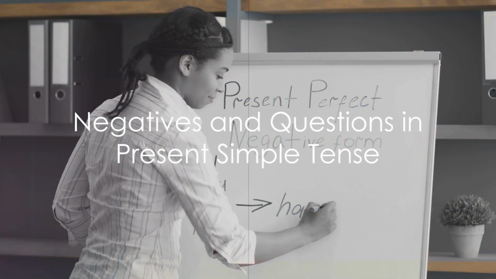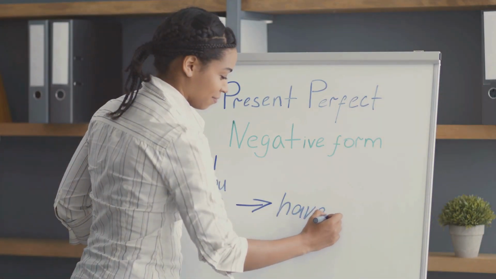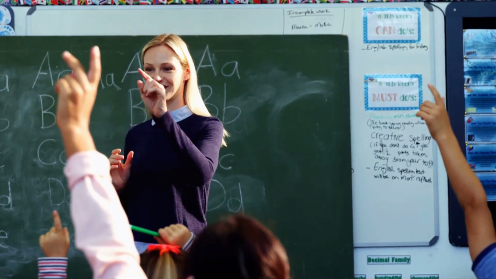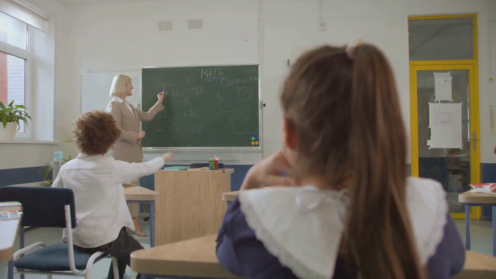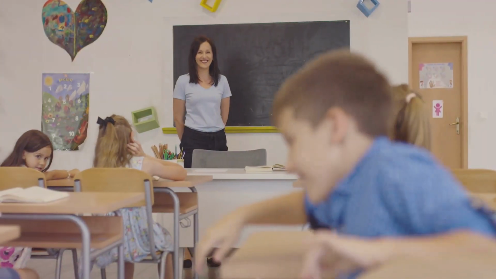Now let's talk about the negatives in present simple tense. We use do not or does not before the base form of the verb. So, I do not play or he does not play. And what about questions? Well, we start with do or does, followed by the subject and then the base form of the verb, like do you play or does he play.